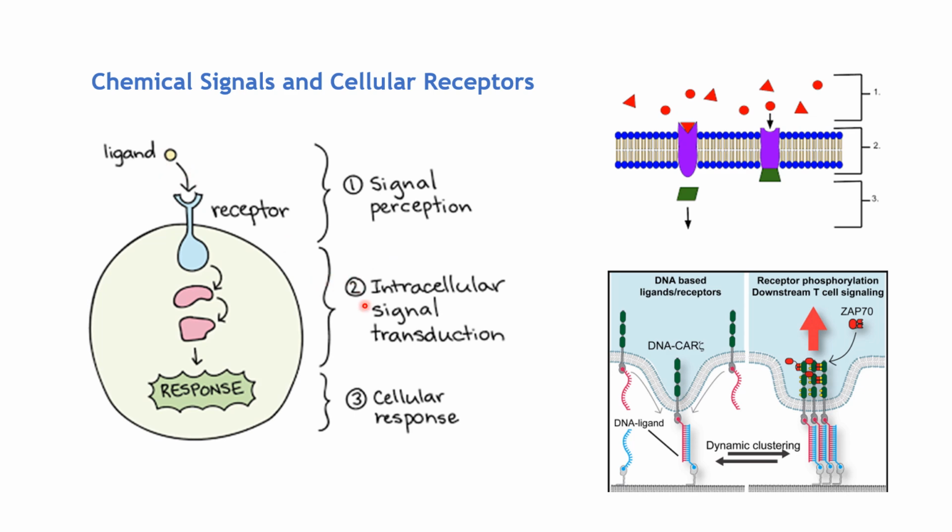Then there will be an intracellular signal transduction. The receptor is going to be modified and is going to send another signal, another molecule. While the receptor was in the membrane, this one will be intracellular, in the cytoplasm, so inside of the cell. And later on you will have a response, and this cellular response generally happens in the nucleus.